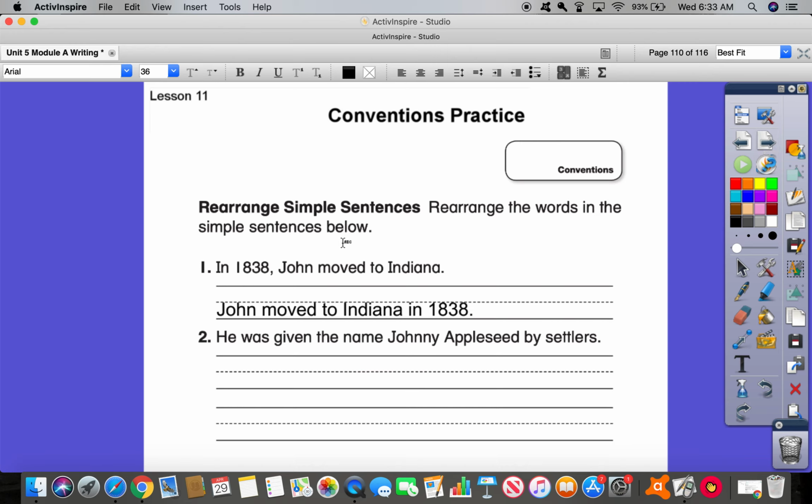Okay, so now in your online writing journal, I would like for you to do numbers 1 and number 2. You're going to rearrange the words in the simple sentences below. Number 1 says, in 1838, John moved to Indiana. Number 2 says he was given the name Johnny Appleseed by settlers. Now I already did number 1 for you as an example, so a way to rearrange the sentence to have it flow more smoothly, we would write John moved to Indiana in 1838. Now see if you can do number 2 by yourself.